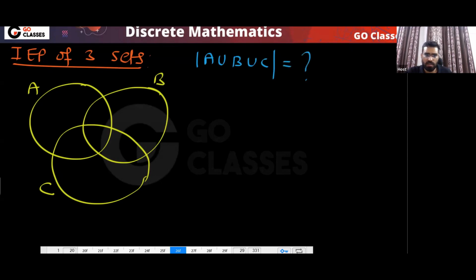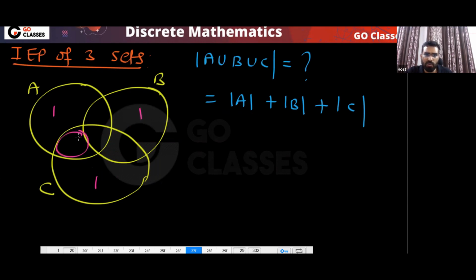This is my question. Now tell me, if I directly do the number of elements in A plus the number of elements in B plus the number of elements in C, how many times have I counted this area? Can anyone tell me? This area only one time. These elements I counted only one time, because I am counting the number of elements in A plus B plus C. Now this much area, how many times have I counted?